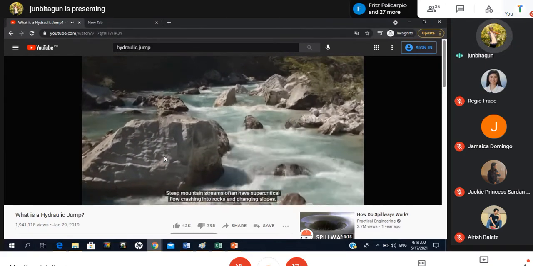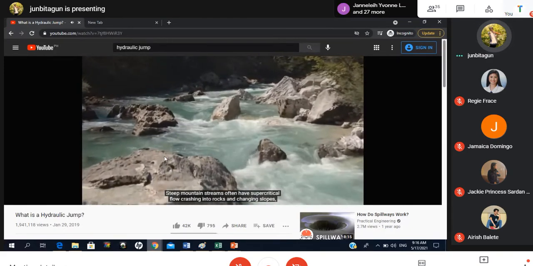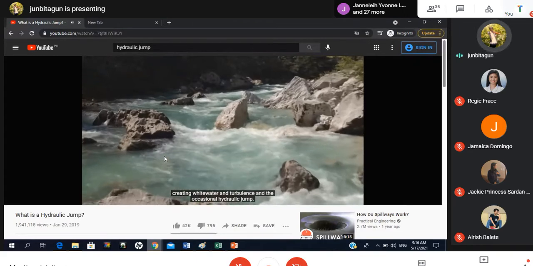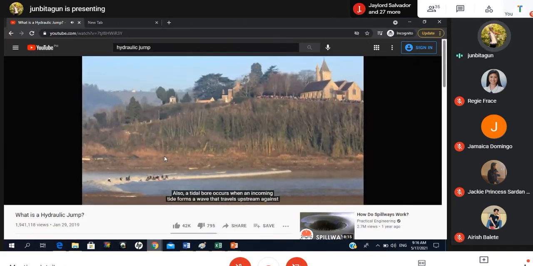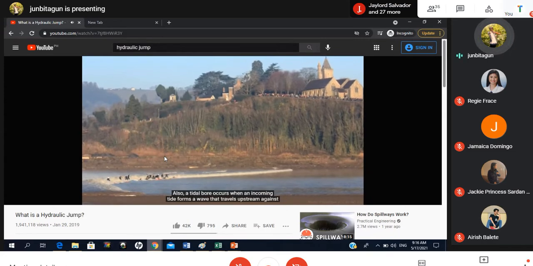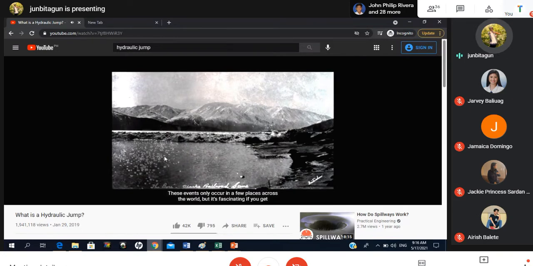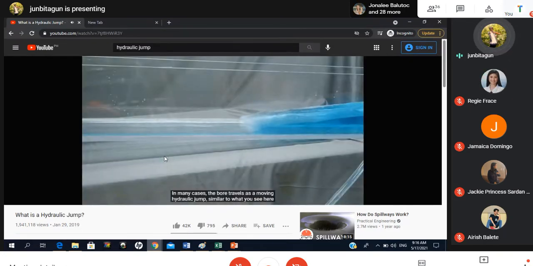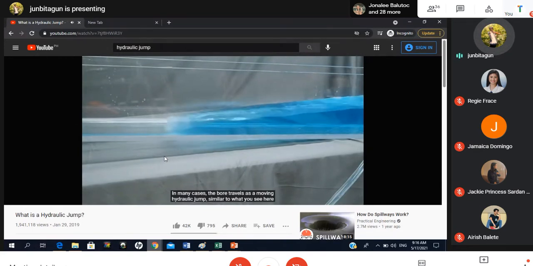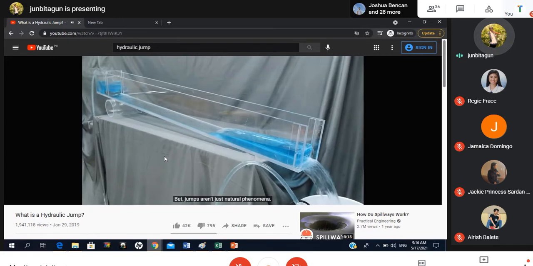Steep mountain streams often have supercritical flow, crashing into rocks and changing slopes, creating whitewater and turbulence, and the occasional hydraulic jump. Also, a tidal bore occurs when an incoming tide forms a wave that travels upstream against a river. These events only occur in a few places across the world, but it's fascinating if you get to see it in person. In many cases, the bore travels as a moving hydraulic jump, similar to what you see here in my flume. But jumps aren't just natural phenomena.